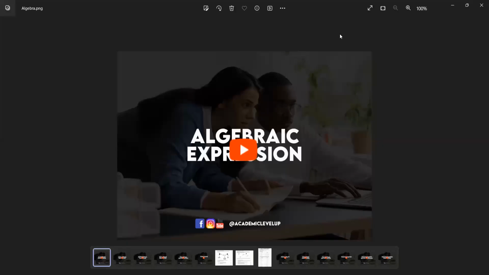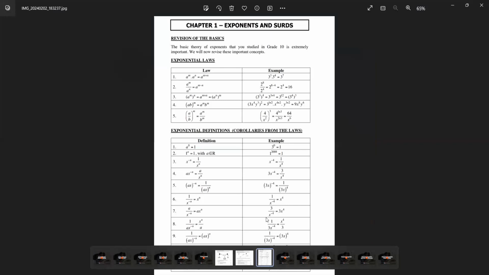Okay, today we're going to review algebraic expressions. This is one of the easiest topics that one can ever encounter in terms of mathematics in high school. So let's get going. So today we'll be looking at the laws of exponents.